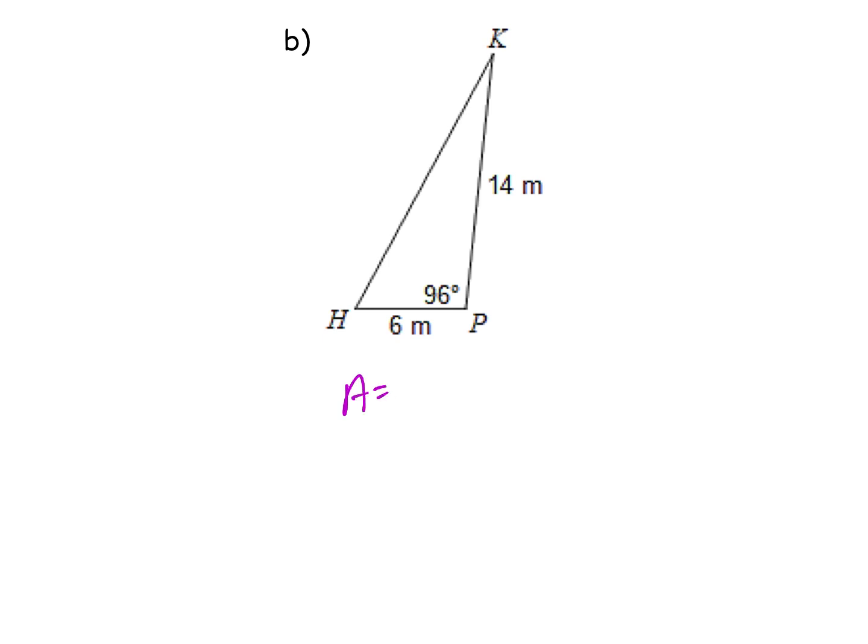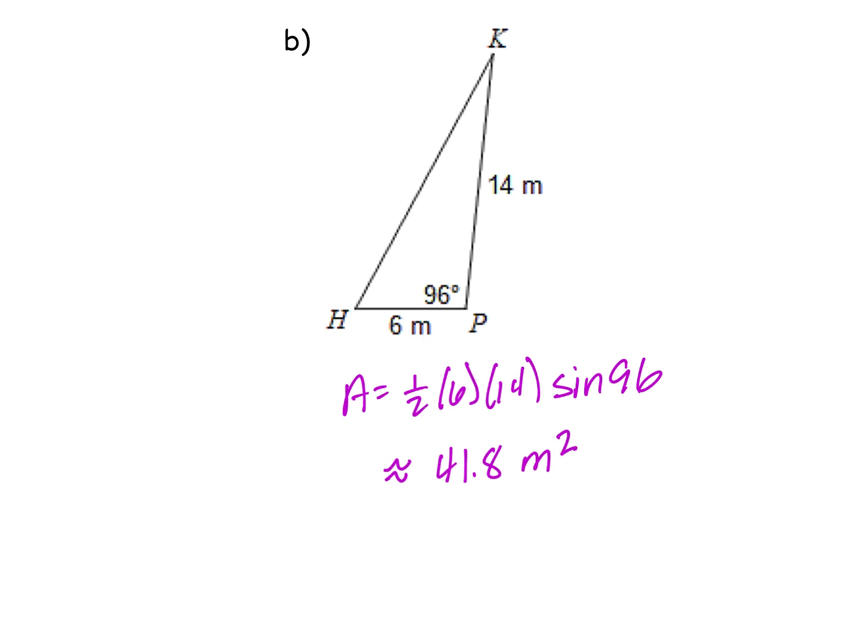Area for this one is going to be 1/2 times 6 times 14 times the sine of 96, which should equal 41.8 meters squared. Okay, questions? The second one is, yes, nice. Very, very good. You too.